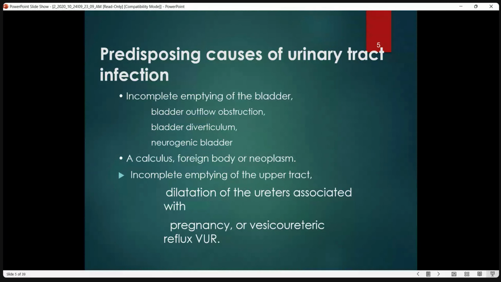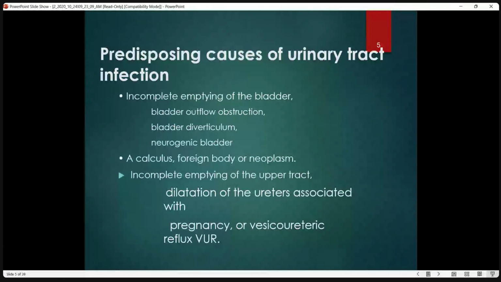Number one, incomplete emptying of the bowel. When you incompletely empty the bowel, of course, the remaining waste must have a little bit of bacteria in it. This is common to men, by the way, and even to women. This may be as a result of bladder obstruction.